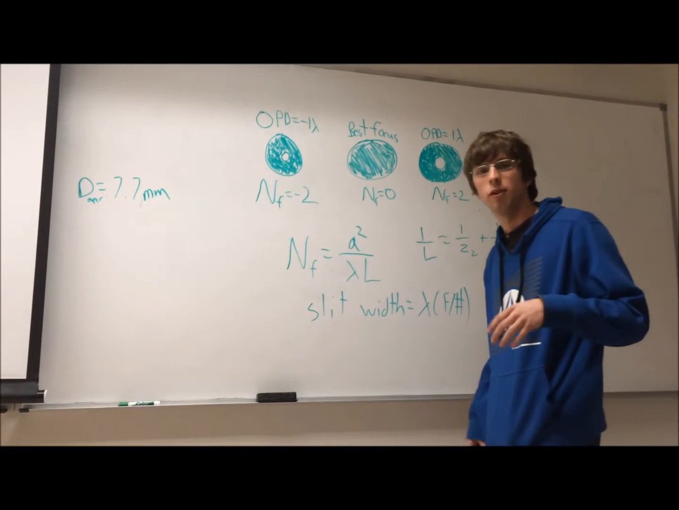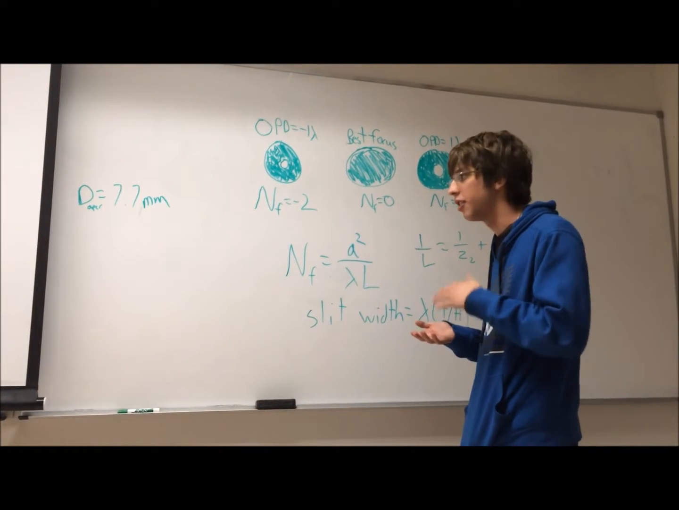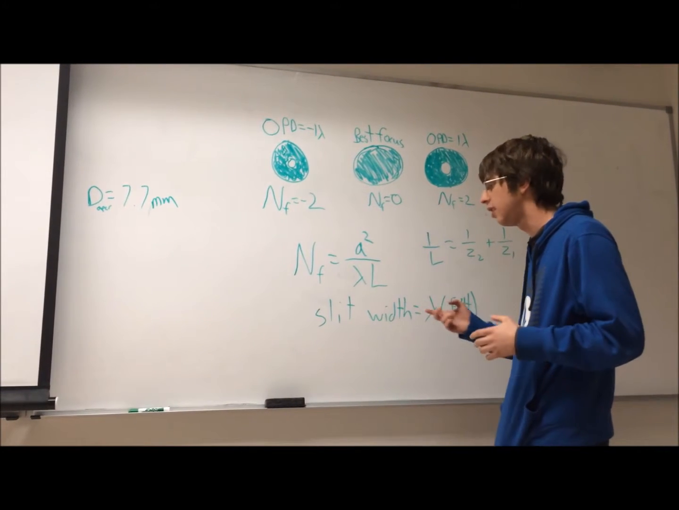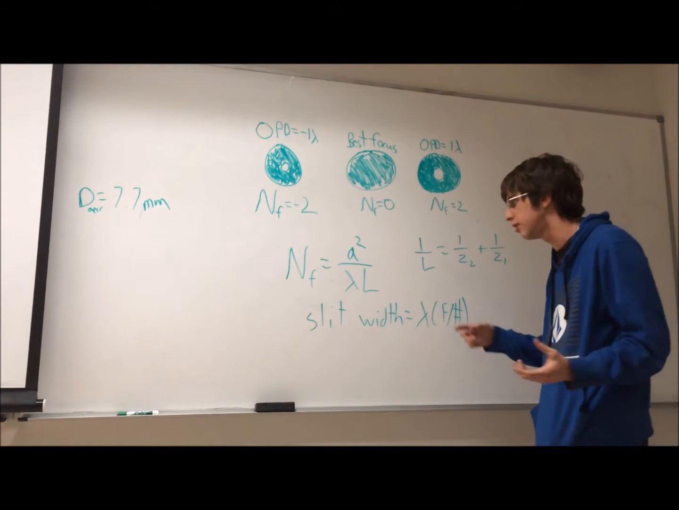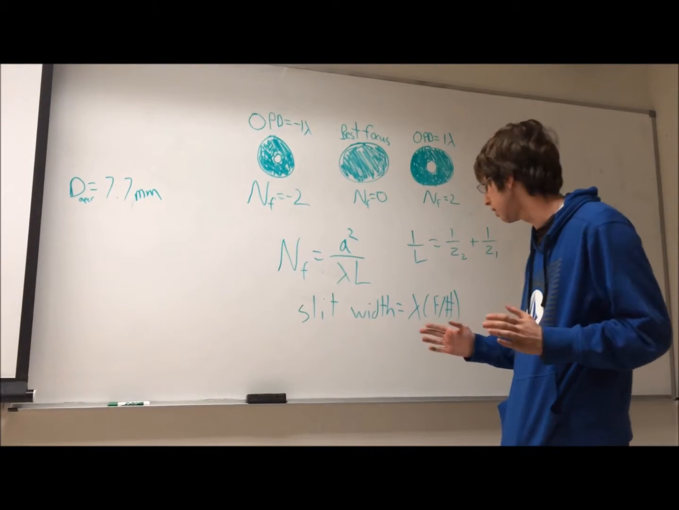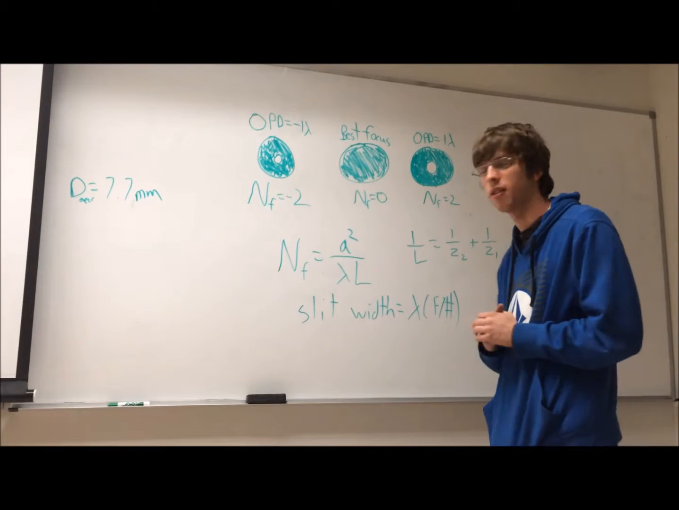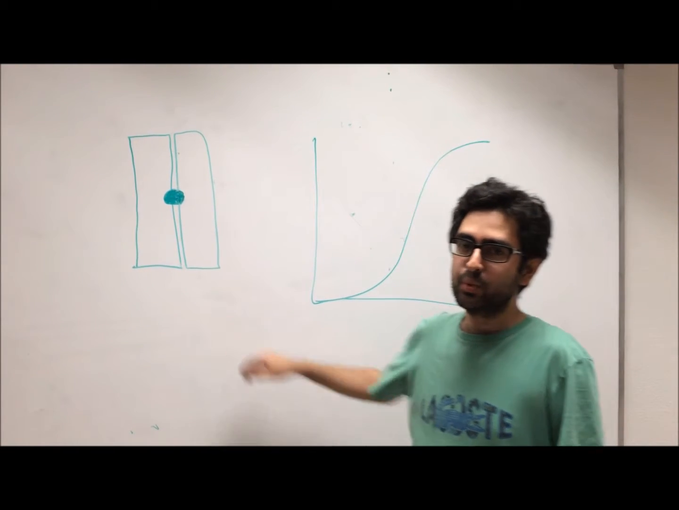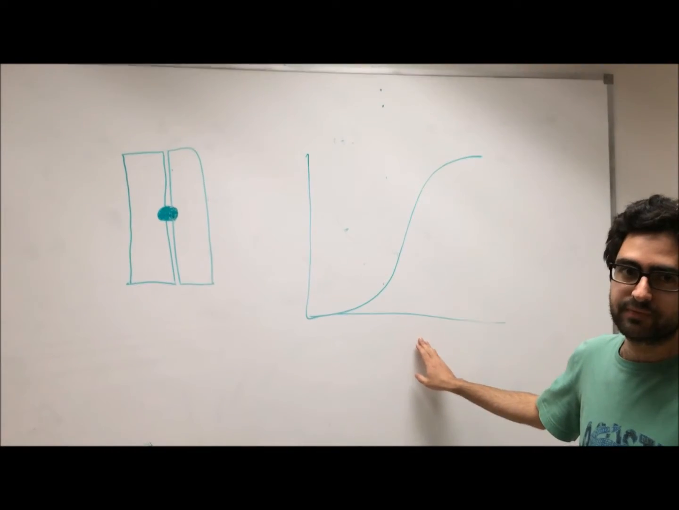To profile this beam, we moved a slit over the spot. A is the radius of the aperture, 7.7 millimeters diameter, and then we have the wavelength and the distance itself, which is given by this equation. We can use the imaging equation to solve for L, Z2 and Z1. The slit width itself that we used was lambda F number. Given the cutoff frequency, we could find this width. As we scan the slit across the spot, we end up with a knife edge trace, the derivative of which is the line spread function.